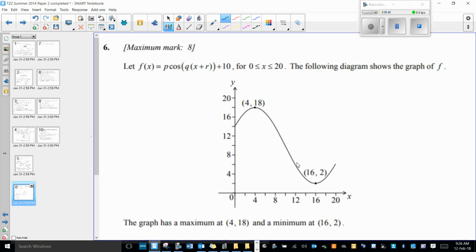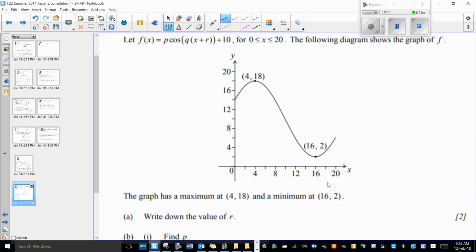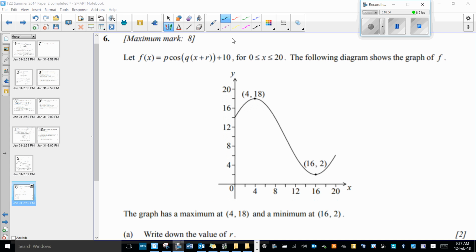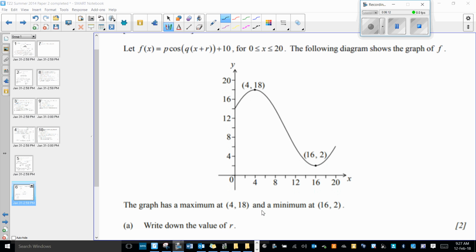Okay, maximum, minimum. I wrote down the value. Okay, so the value of R indicates the sideways shift. So this is a cos curve. Normally our cos starts on the y-axis, the maximum point, and this one starts at the value of 4, so the value of R is -4. Okay, so as I say, that's because there's this shift. It says plus, so it would be -4.